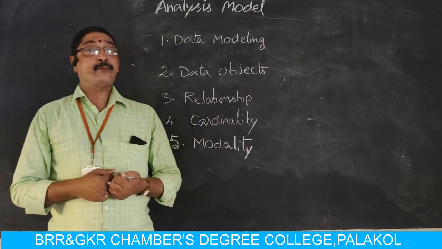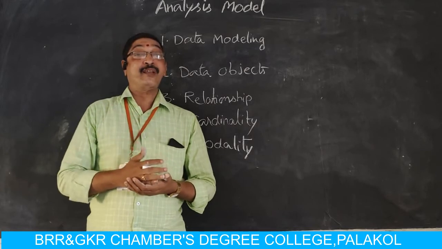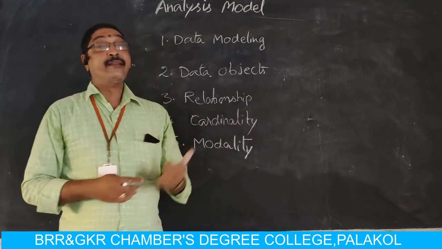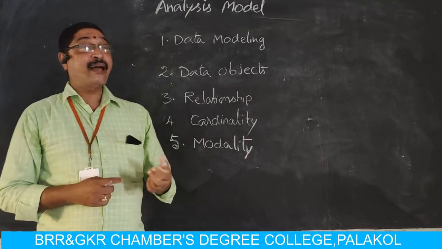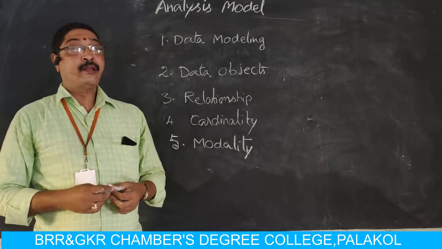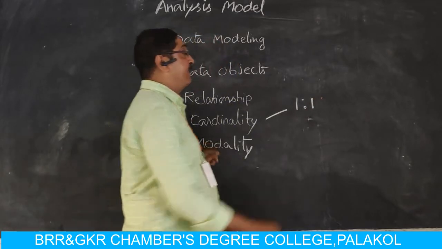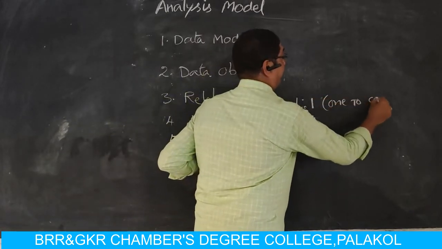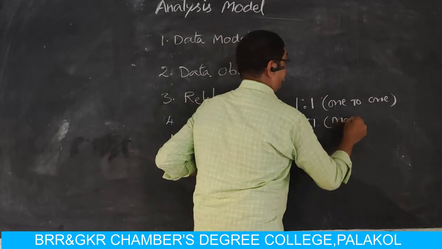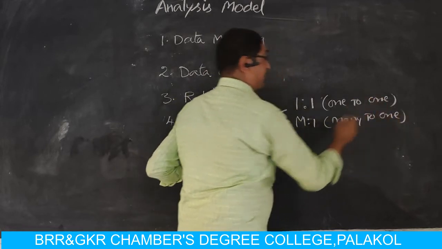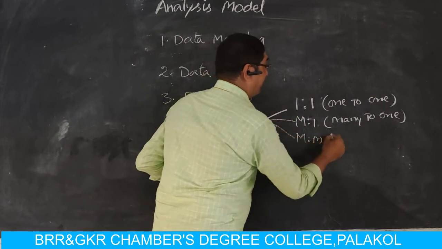And cardinality. Each object will have a number of events related to another object. So how many events are related? There are different types of cardinalities. Those are one-to-one, one-to-many, and many-to-many.